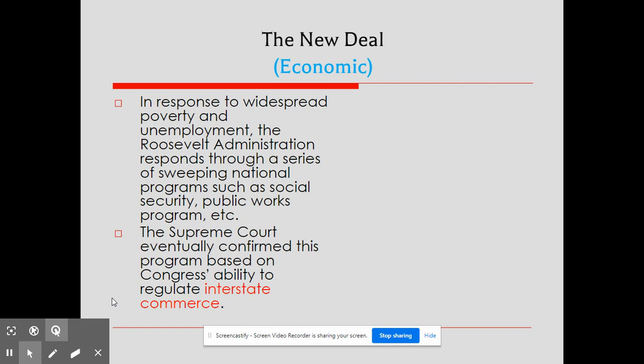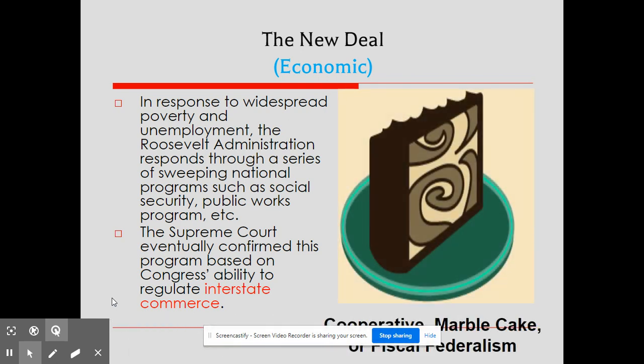Initially, there was some challenge to this. Could the federal government create one program after another, and then ask the states to actually enforce these programs? Initially, the Supreme Court is hesitant to do that, but eventually comes back around, and they do confirm these many different programs based on Congress's ability to regulate interstate commerce. And so what we're going to enter into now is a time period known as cooperative federalism.